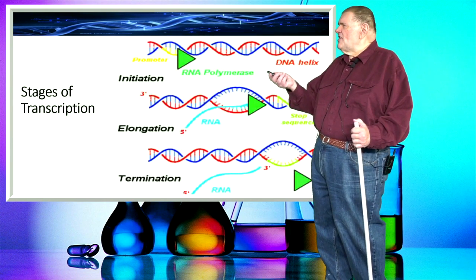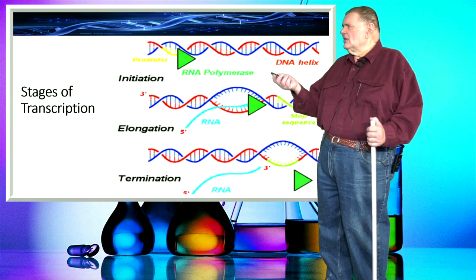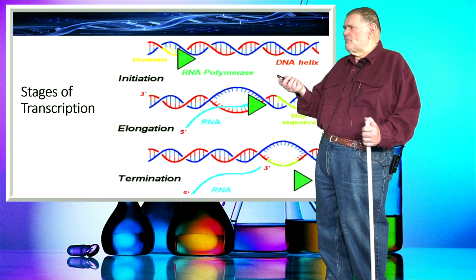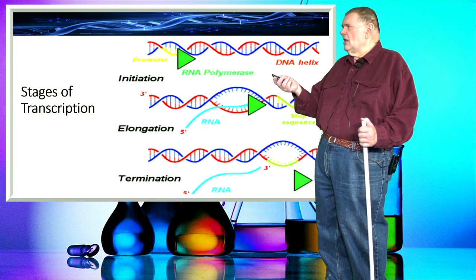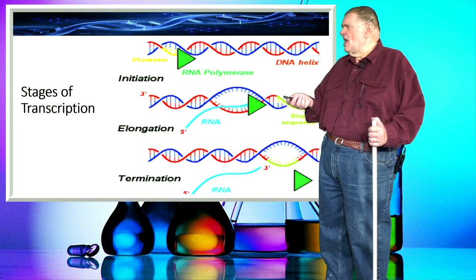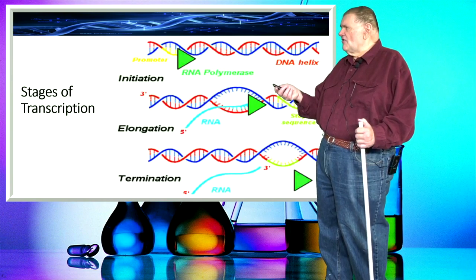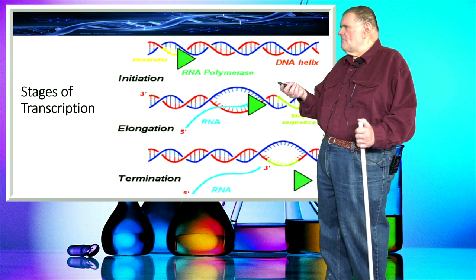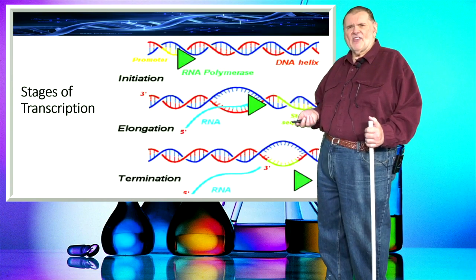And here we see the three stages for transcription. Initiation, where it gets started, when it recognizes where it needs to be. Elongation, as it's continued. And then termination, when another enzyme cuts it off.